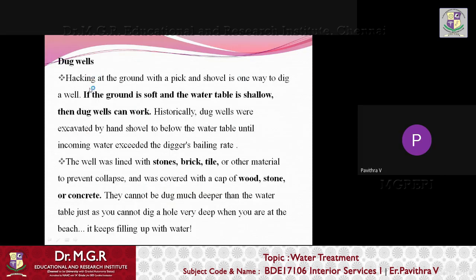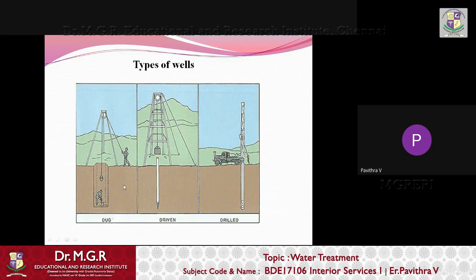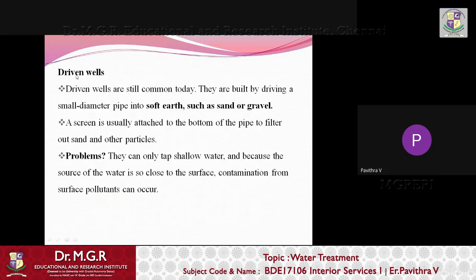So we are going to dig the well by means of a shovel and a pick. This is an old technique which is still followed nowadays. Instead of wasting manpower, we can also use some machinery to finish our work. The man will be digging for a number of days, but the machine can do it in a single day. So driven wells are still common today. They are built by driving a smaller diameter pipe into soft earth such as sand or gravel. A screen is usually attached to the bottom of the filter, and filters out sand and other materials.